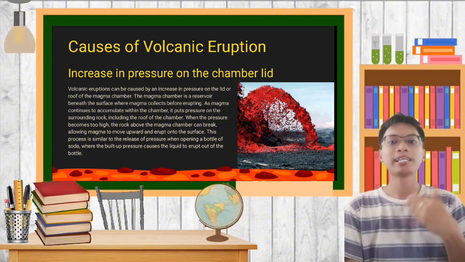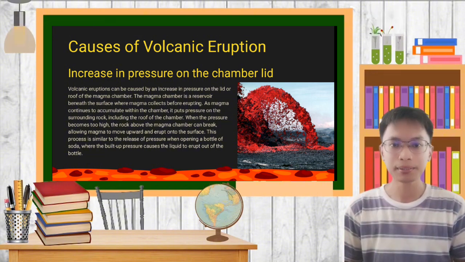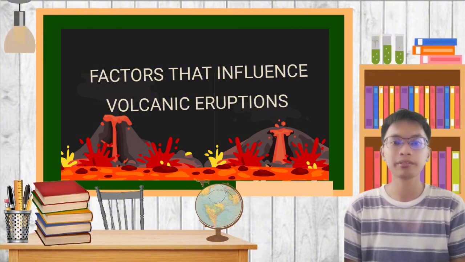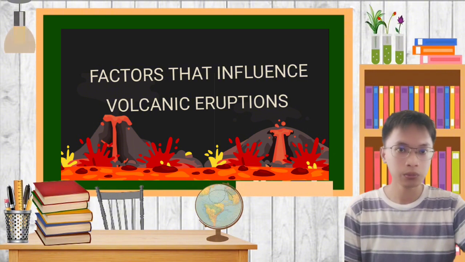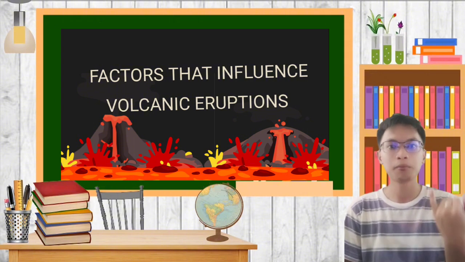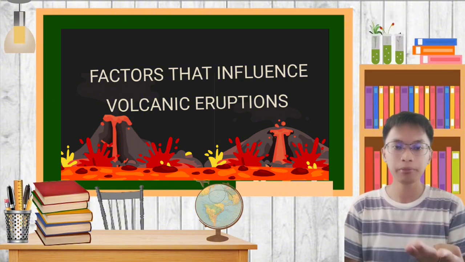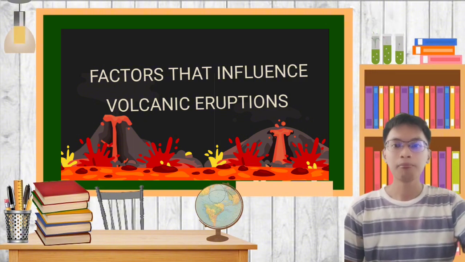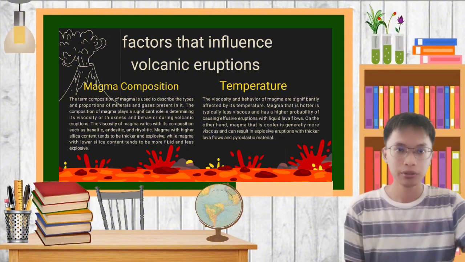Now that we know what a volcano is, how volcanoes erupt, and why volcanoes erupt, let's discuss the different factors that influence volcanic eruption. I provide five factors here. We have the magma composition, the temperature, the water content, the depth of the magma chamber, and lastly the tectonic setting. Now, let's start with the first factor, which is the magma composition.